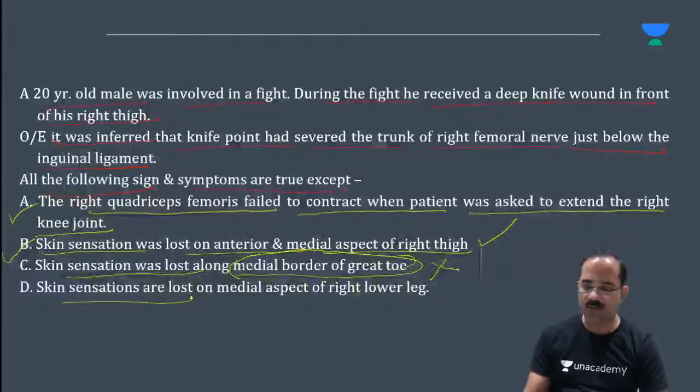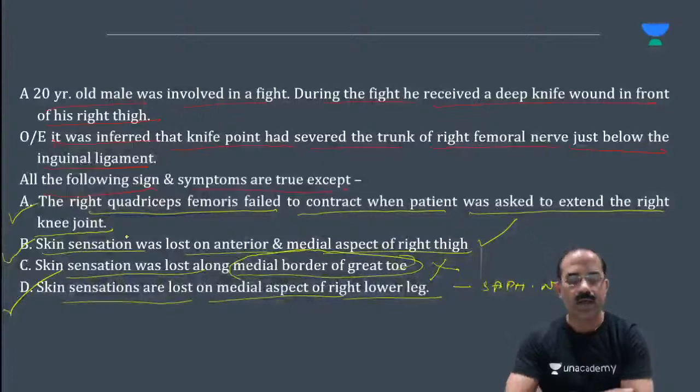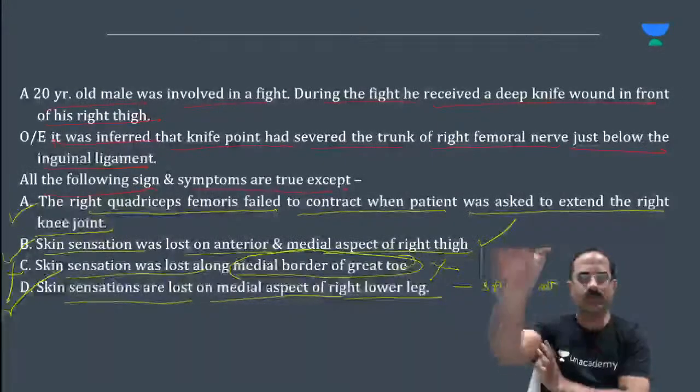Skin sensations are lost on the medial aspect of the right lower leg. Who supplies this? The saphenous nerve. That's correct. I hope this is clear to all of you. So C is wrong. Any doubts?